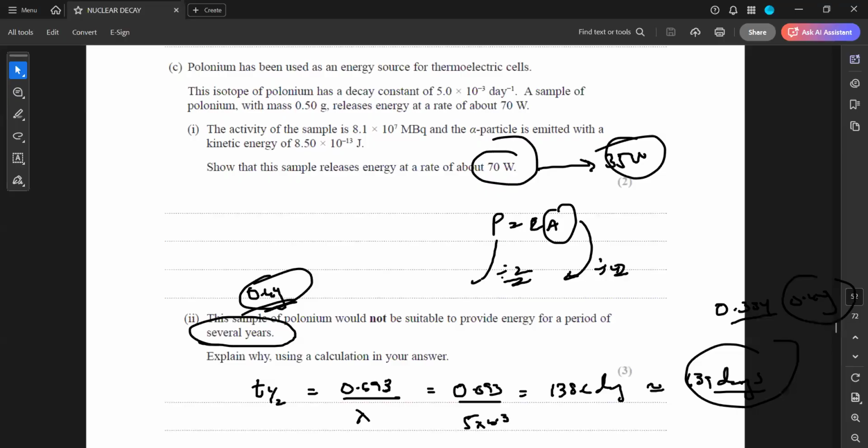So how to structure this answer? For 1 mark, you refer to the calculation of the half-life. Then you link that a shorter half-life means its activity will reduce to a smaller value after every half-life, or within a year the activity will become less than half. So the power from the source will also be half. Is it clear? Discussion from nuclear physics.